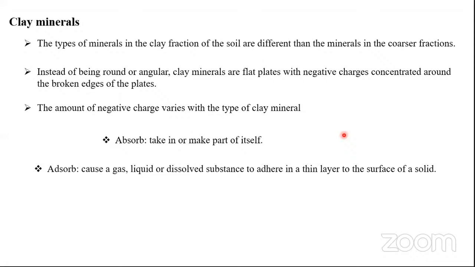Instead of being round and angular, as in the case of sand particles, clay minerals are very flat. Very flat, not like an eating plate or something, but somewhat flat, that's why the surface area is very high. The size is very small, but the surface area is very high. So more surface area, more negative charge, and more broken edges will be there. So there is more negative charge concentrated on the broken edges. So the amount of negative charge varies among the different clay particles. That's why in vermiculite it will be something different, in montmorillonite it will be something different, and in some other minerals it will be different.